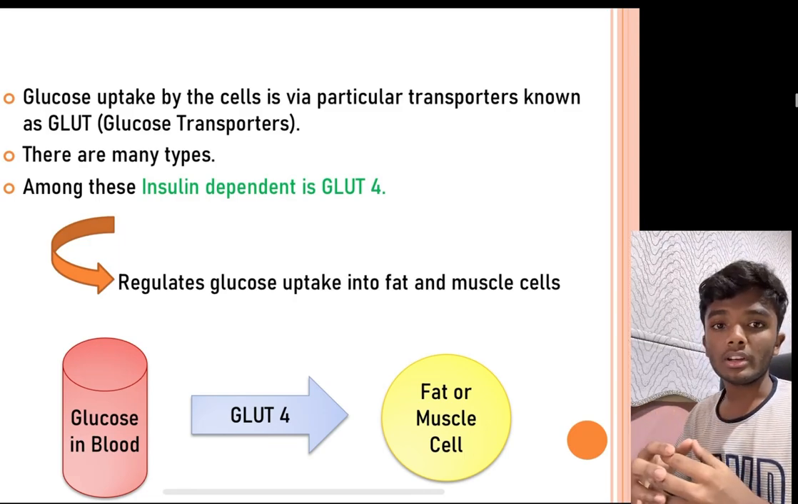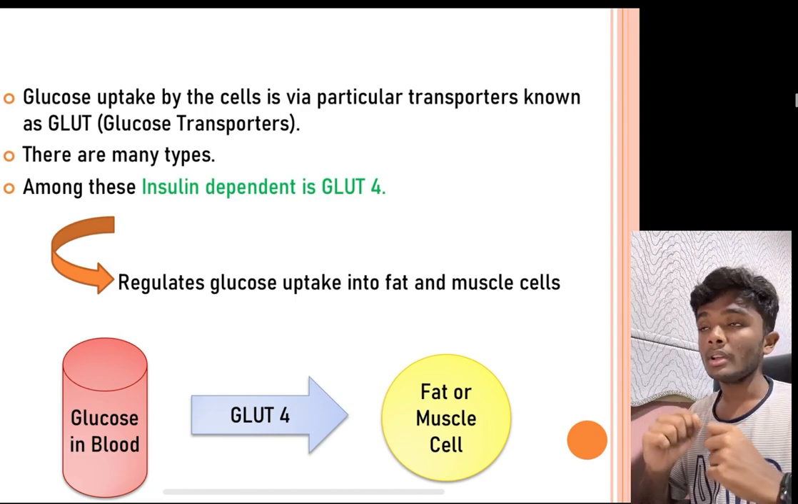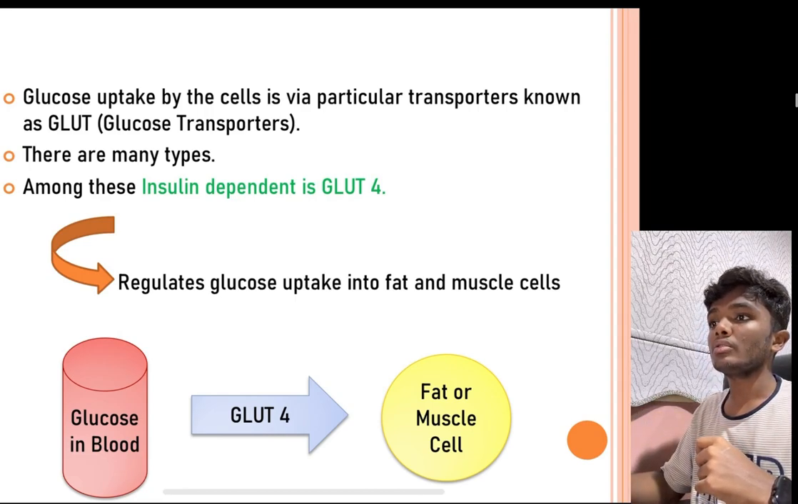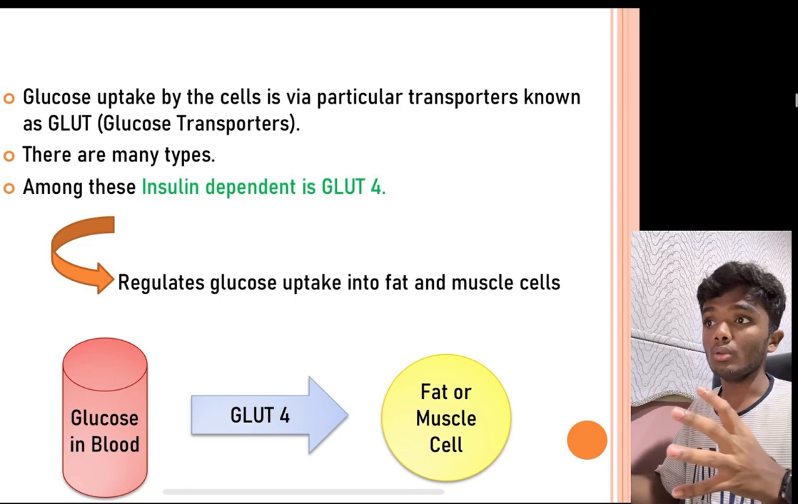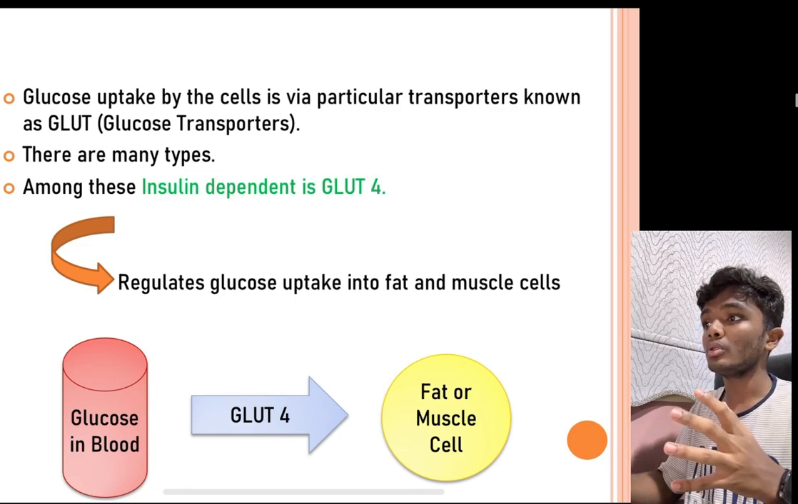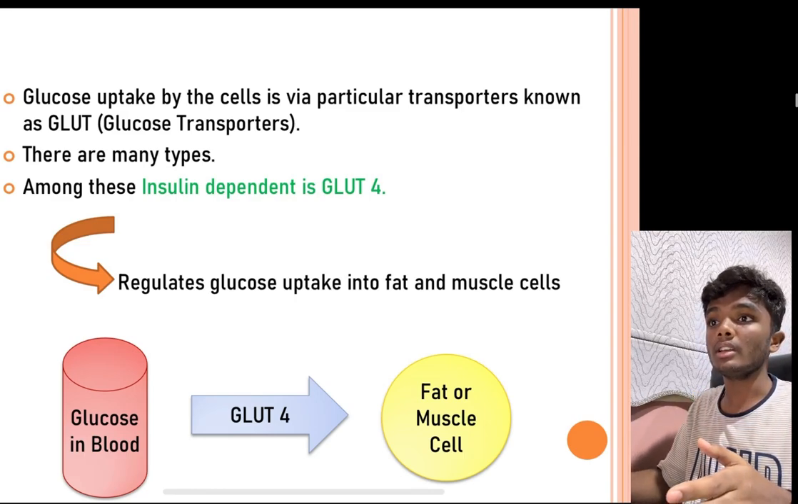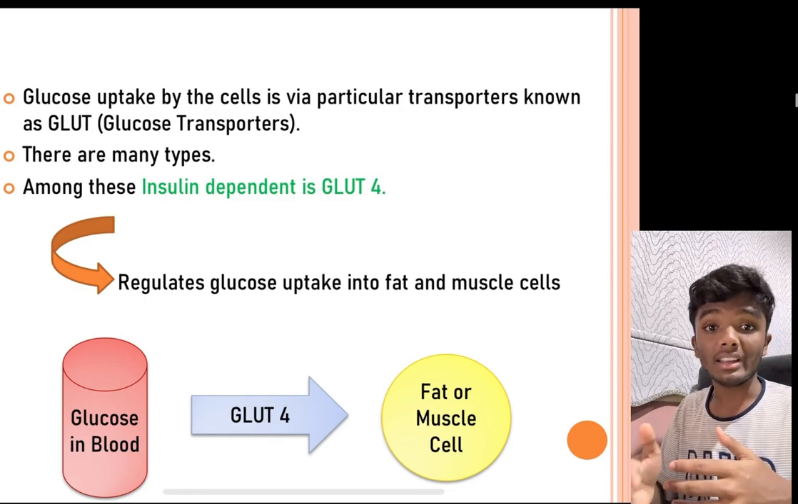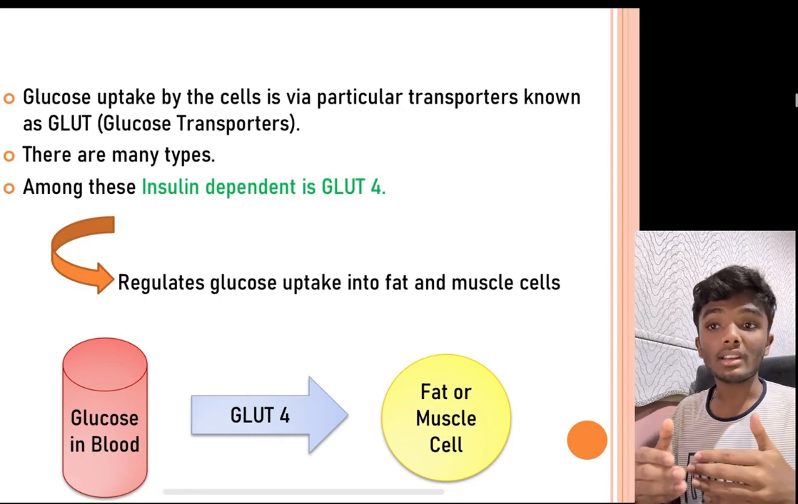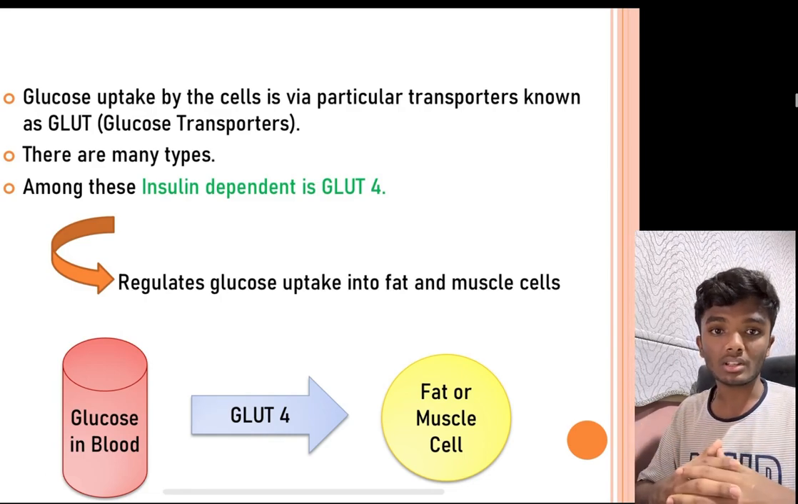But in diabetes mellitus, there is a deficiency of insulin, and thus the regulation of GLUT4 by the insulin molecule reduces, and hence the movement of glucose molecules from the bloodstream to the fat or muscle cell decreases, and hence the concentration of glucose in the bloodstream increases, leading to hyperglycemia. This is the main reason why there is hyperglycemia in diabetes patients.